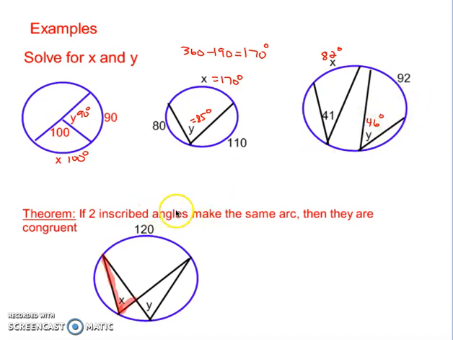The last theorem for inscribed angles is if two inscribed angles make the same arc, then they have to be congruent. If you notice in this picture, there's two triangles in here, but these are also inscribed angles. I highlighted this one in red. This x corresponds to this intercepted arc here. So if its intercepted arc is 120, then x has to be half of that, which is 60. So we could write 60 in here. So x equals 60.